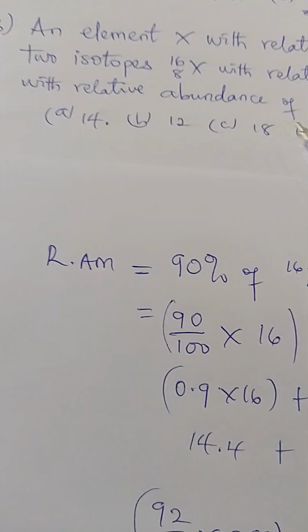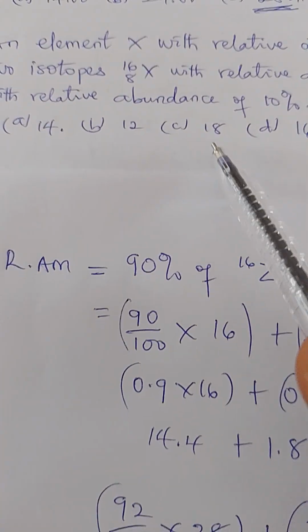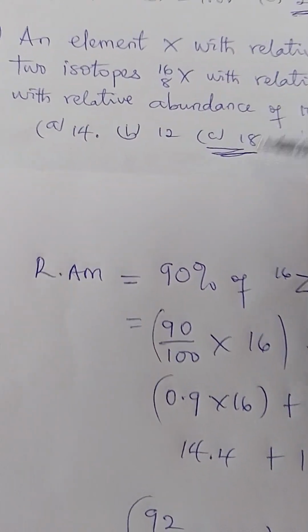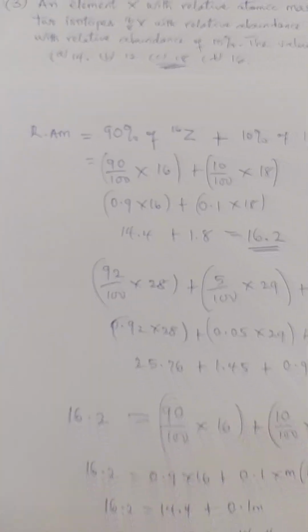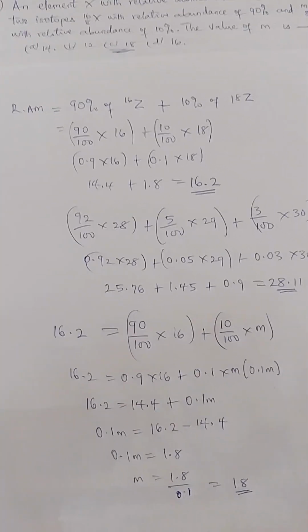So the correct answer there is 18. Let's go to the options. The first option is 14. The second one is 12. And the third one is 18. So definitely this is the correct answer. That's how simple this can be.